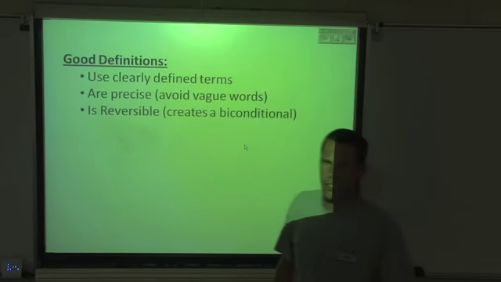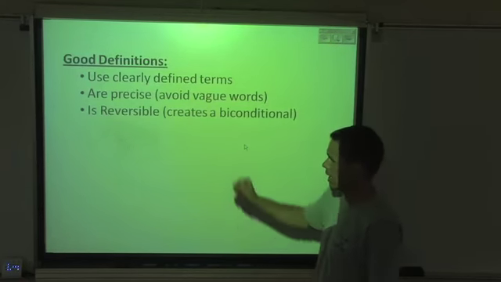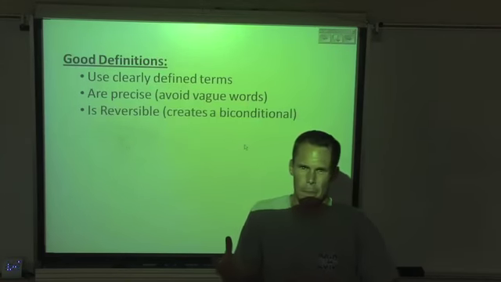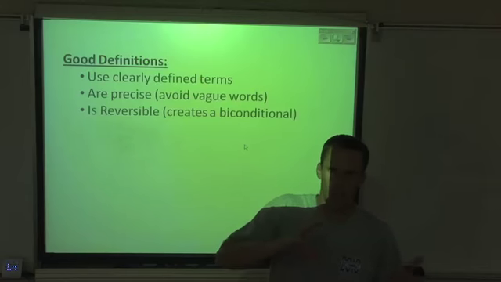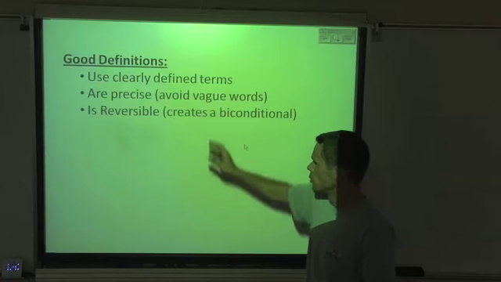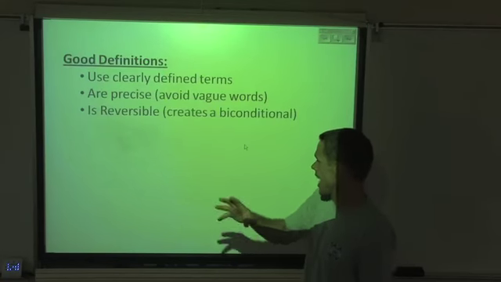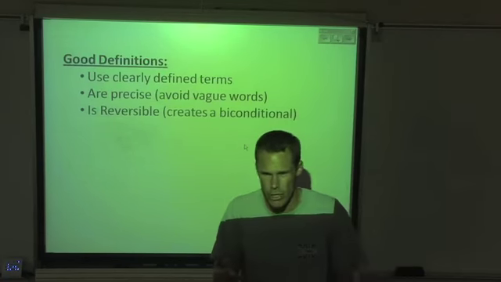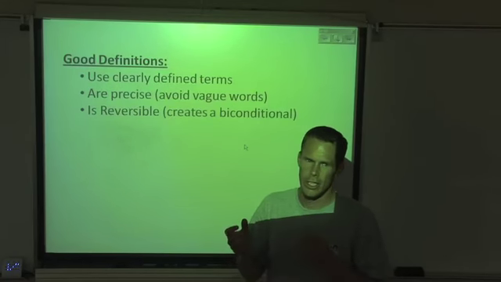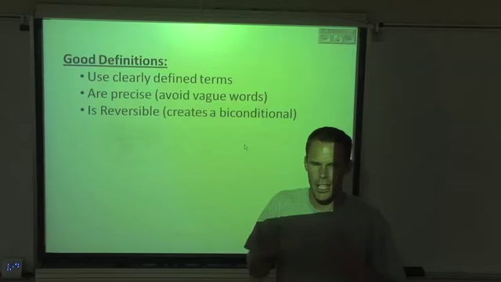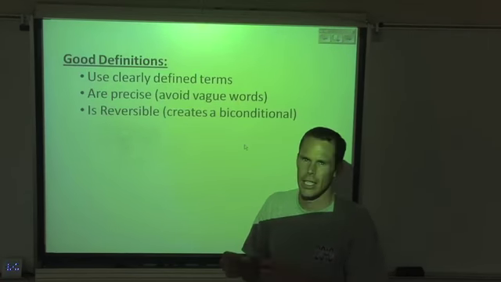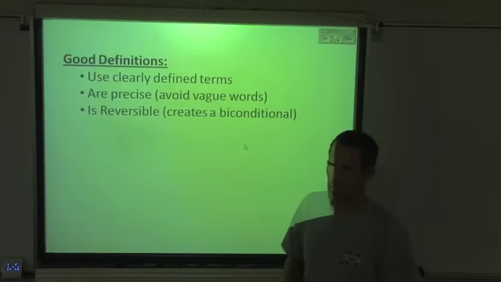Here are the characteristics of a good definition. 1, it must use clearly defined terms. We do not want things that people have never heard of or terms that are more advanced than the word you're trying to define. 2, they are precise. They avoid vague words such as "it is large" or "it's sort of." Things that do not directly say what it is very precisely, we do not use in a good definition.